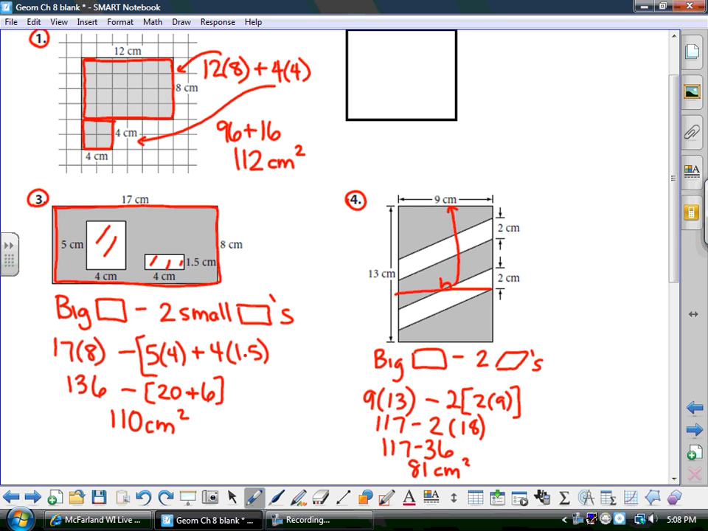I did a similar sort of thing on the last one where I figured out the area of the big shape, and then I needed to subtract the two parallelograms. We know the area of a parallelogram is base times height. The base of each one is 2, and then the height would be how long it is on a perpendicular segment from base to base. So the height of each of those parallelograms is still 9. Remember, with a parallelogram, it does not matter how long the slanty side is. What you really want to know is how long is the height, and the height of those parallelograms is 9.